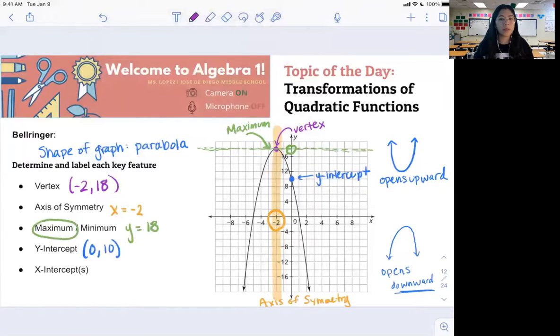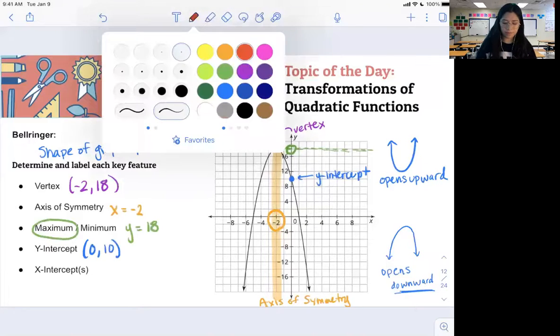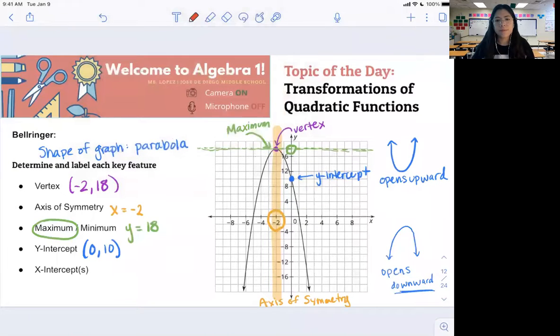X-intercept, is there 1? Is there 2? How many are there? Two. Yeah, there's 2. It's crossing it 2 times. Where? -5 and 1. -5 and +1.